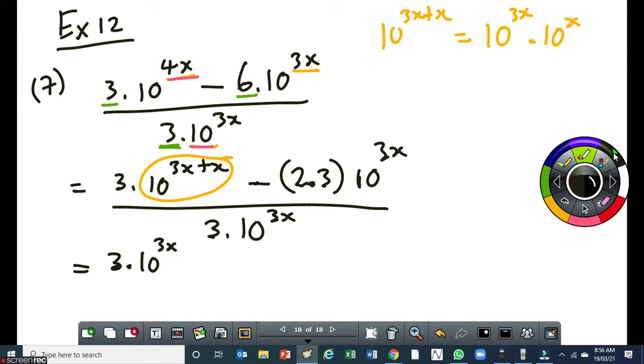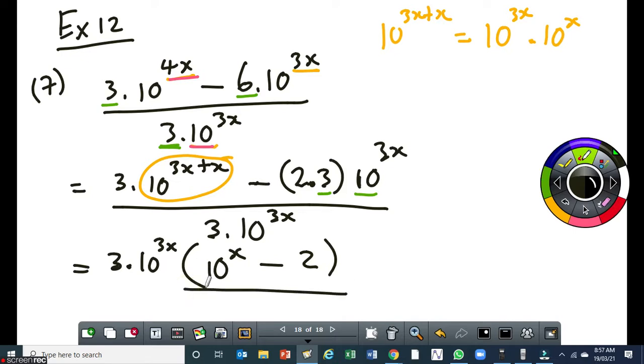So I take out the common factor and I write that as an open bracket. That will be 10 to the power of x minus 2. I'll get rid of the 2 there, like that. Okay? Because remember, I took out that 3 and the 10 to the power of 3x as common factors, so I'm left with a 2 inside the bracket. Then the denominator is exactly the same as the common factor.